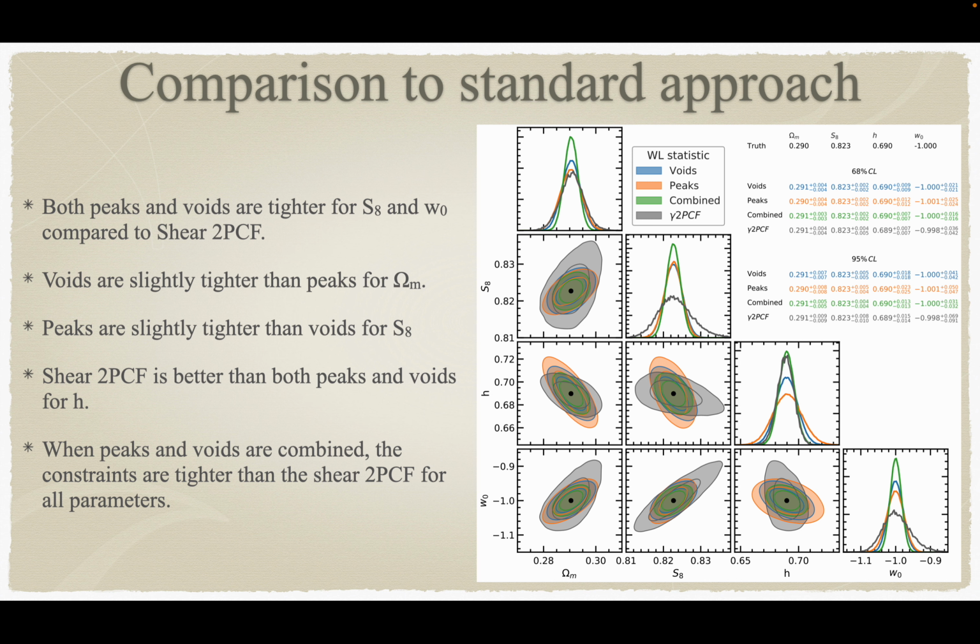We also see that the shear 2-point correlation function is better than both the peaks and the voids at constraining h, the Hubble parameter. And finally, we see from the green contour, when we combine the constraints from the peaks and the voids, that the constraints are tighter than the shear 2-point correlation function for all parameters. So this is really telling us that going to these higher order statistics is allowing us to extract a lot more cosmological information.